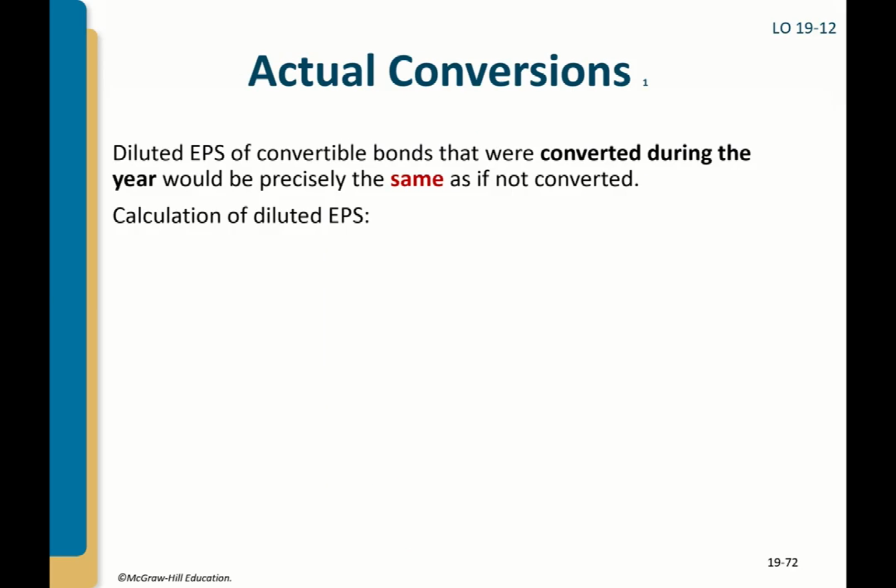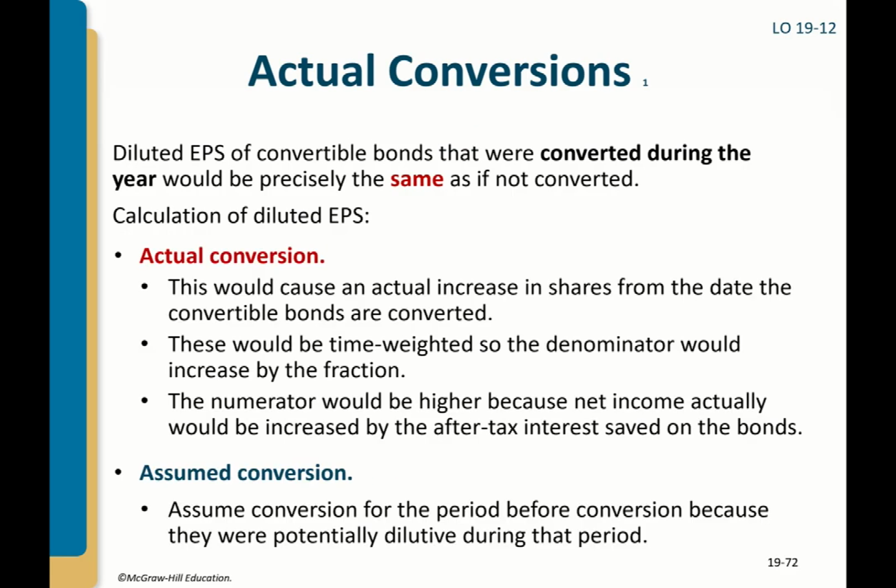Actual conversions. Diluted earnings per share of convertible bonds that were converted during the year would be precisely the same as if not converted. Calculation of diluted earnings per share. If it's actual conversion, this would cause an actual increase in shares from the date the convertible bonds are converted. This will be time-weighted, so the denominator would increase by the fraction. The numerator would be higher because net income actually would be increased by the after-tax interest saved on the bonds.